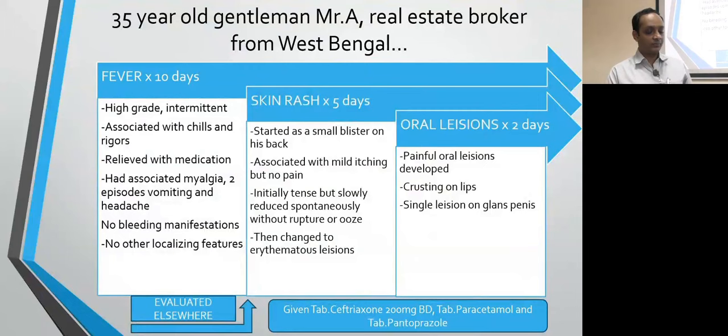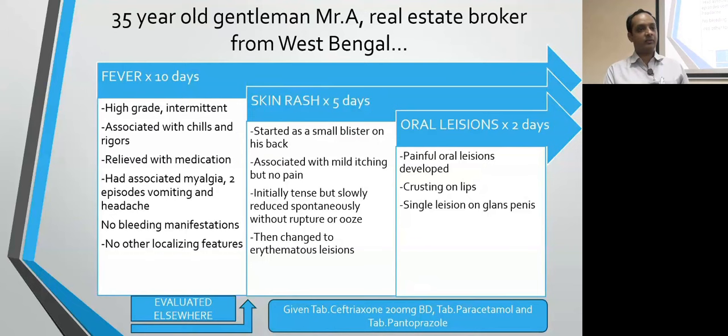5 days into the illness, he developed a skin rash, which started as a small blister on his back. It was associated with mild itching and no pain. Initially, it was tense, but slowly reduced spontaneously without rupture or ooze. Then it changed to erythematous lesions, which then spread all over the trunk and abdomen. He also developed, around 7 days into the illness, oral lesions, which were painful, with crusting on the lips, and there was a single lesion on the glans penis.